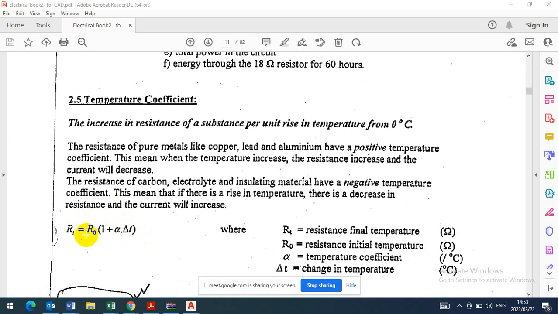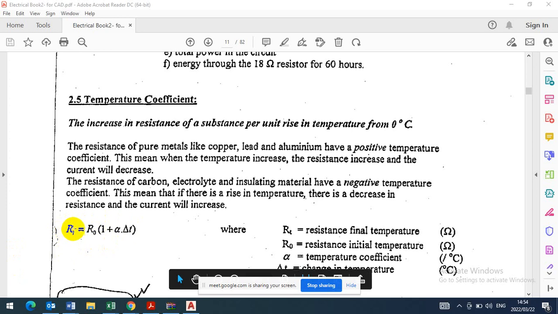So in case he's asking about a certain cube of material, maybe copper, heated from 20 degrees to 120 degrees. At 20 degrees, maybe the resistance was 6 ohms. What will be its resistance at the final temperature? So obviously, because it's copper, as you are increasing the temperature, you expect the resistance to increase. But how do you prove that? You have to place all the known values here.